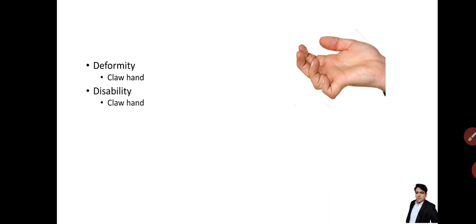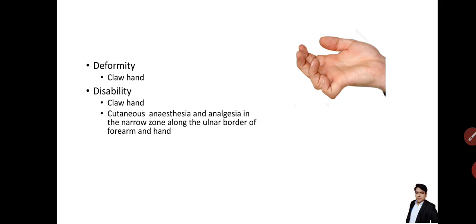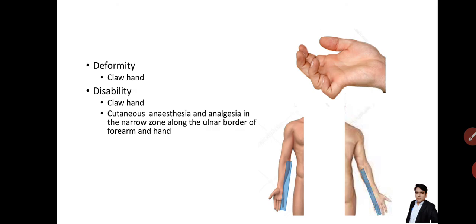Disability: claw hand, and cutaneous anesthesia and analgesia in a narrow zone along the ulnar border of the forearm and hand, like this. This is the anterior view. This is the loss of sensation area. This is the posterior view. This is the sensation loss area.